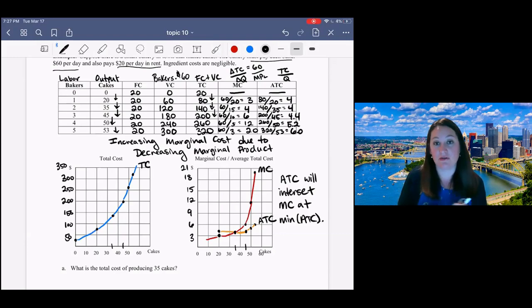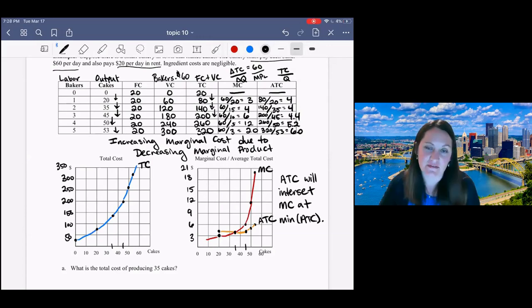Average total cost is usually going to look like a U shape. And at the very bottom of that U, the minimum, the very lowest point, that is where it will intersect your marginal cost curve. The fact that it intersects at the minimum, that's a general property of the marginal and average functions. It's not specific to costs. It applies to all marginal and average functions. But it will be useful to us when we interpret how different markets impact consumers in the future topics.